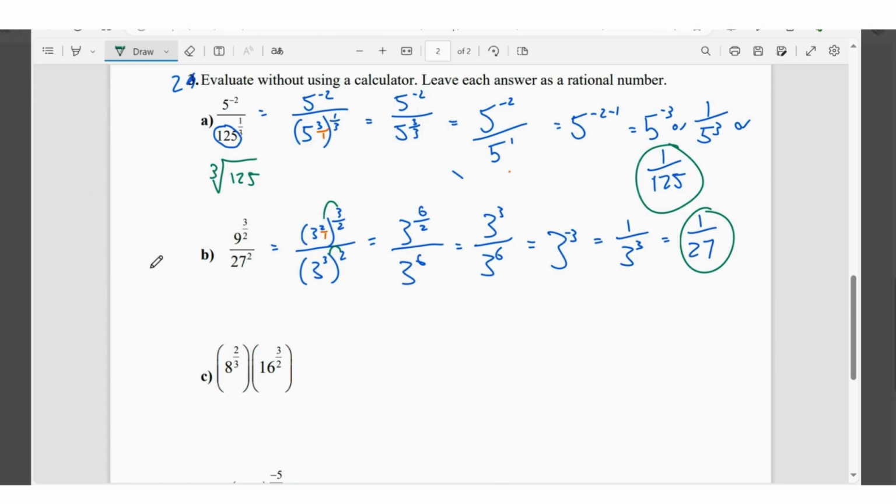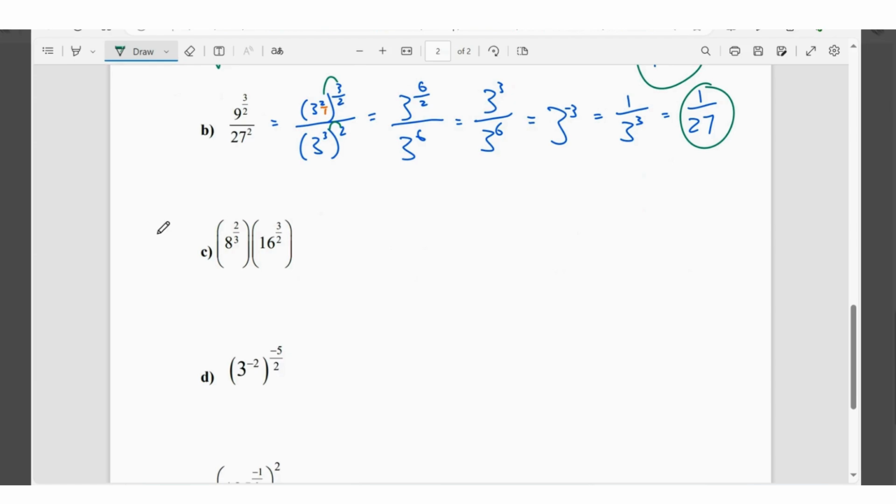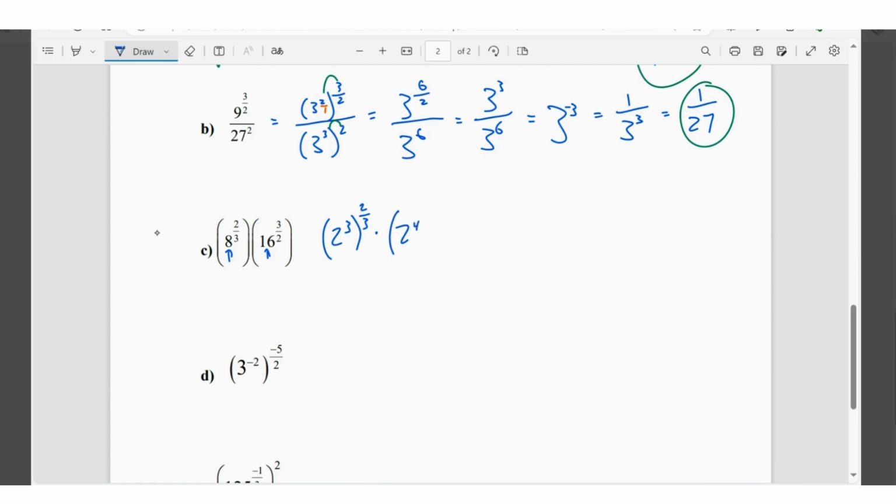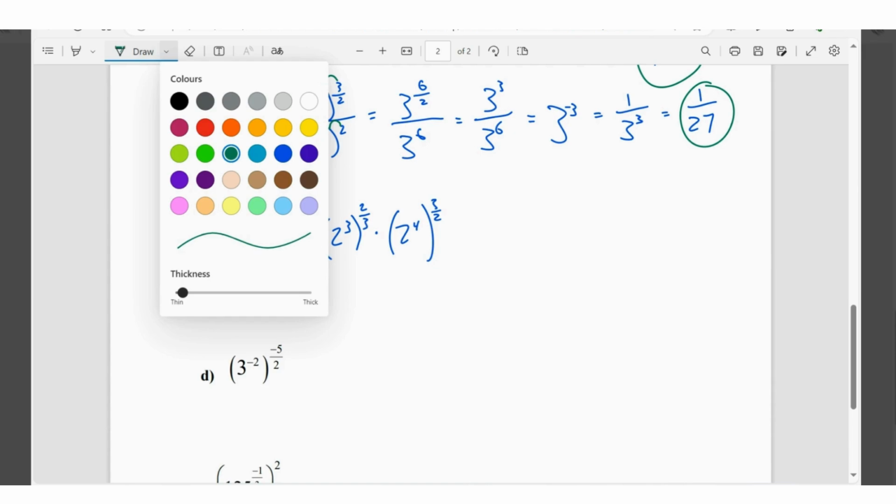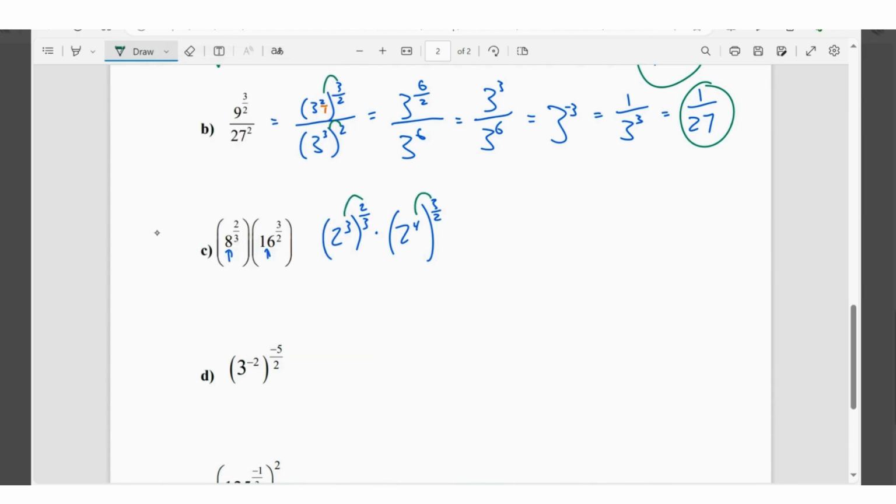Okay, so you kind of get the idea. We're going to keep on looking at ways to rewrite our numbers as powers with the same base. So I guess this is memorizing more than perfect squares. It's also remembering what our main powers are. So I know that I can rewrite 8 and 16 as powers with base 2. So I can rewrite this as 2 cubed, that's 8, to the power of 2 over 3, times 2 to the power of 4, which is 16, to the 3 over 2. And now I can distribute this inside. And now this makes it possible to solve these without the calculator.